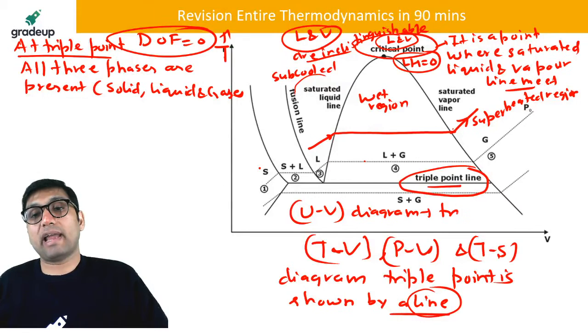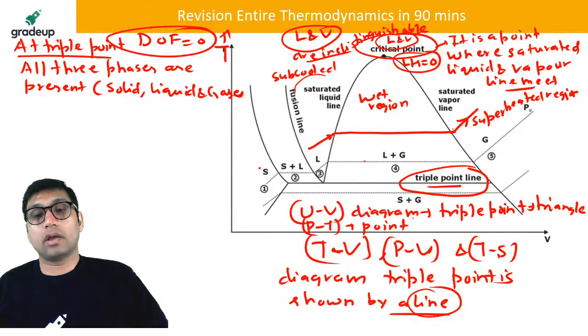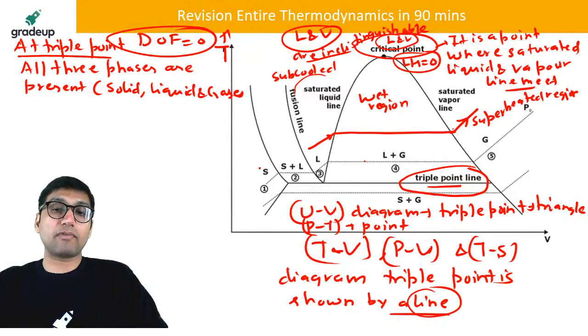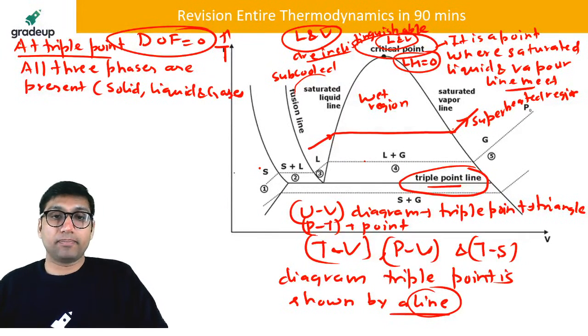While on the UV diagram, the internal energy and volume diagram, the triple point is shown by a triangle. And on the PT diagram, by a point. So the triple point changes its nature on different types of diagram. On temperature volume, pressure volume, and temperature entropy diagrams, it will be a line. On the UV diagram, it will be a triangle, and on the PT diagram, it will be a point.